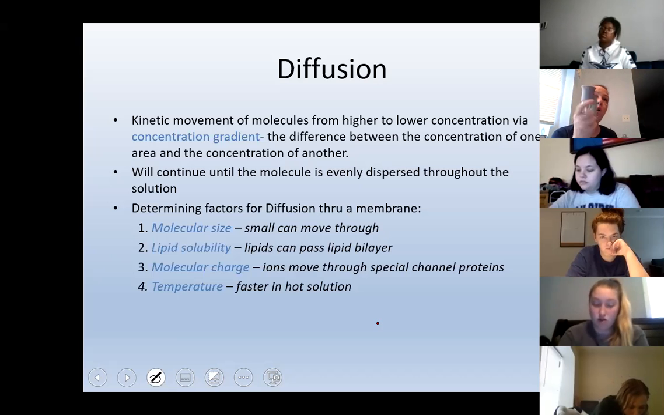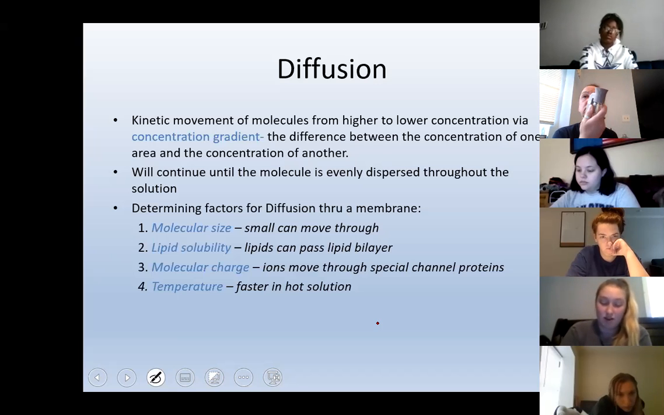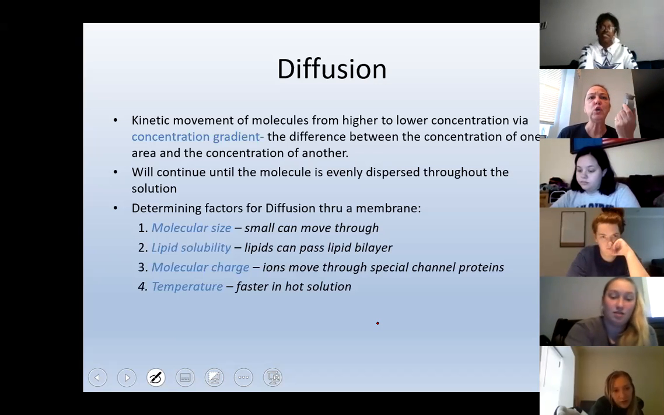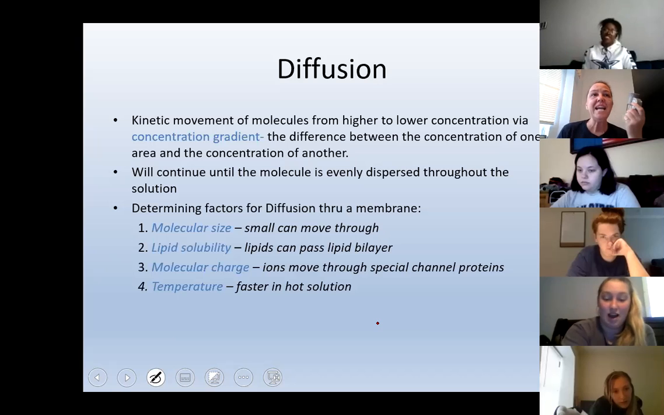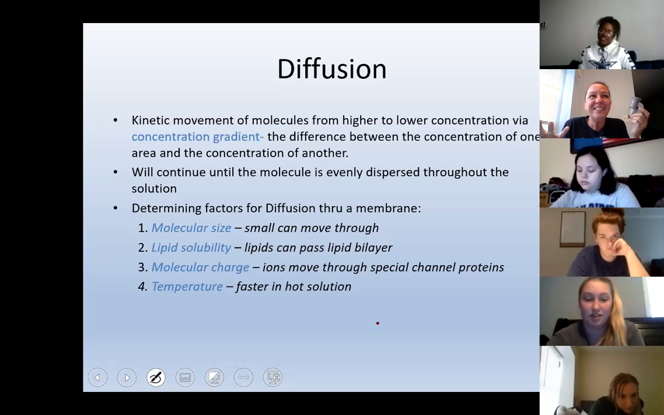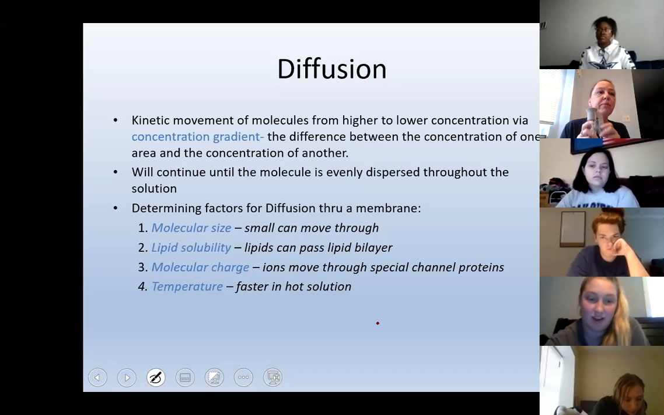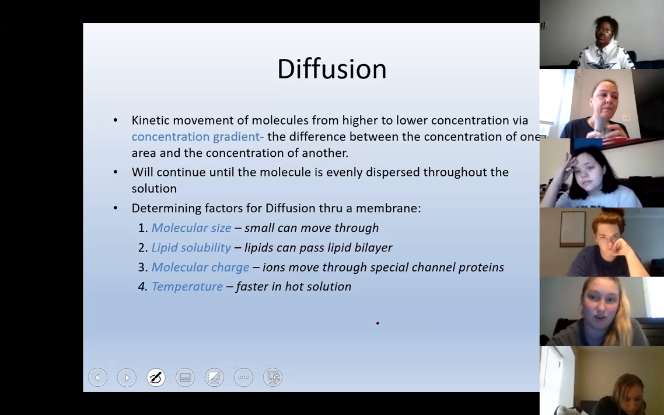But the further away you get from this device, the less concentrated the smell is. Does anyone happen to know what one of these is called? This is a diffuser. It's called a diffuser. And that's using diffusion to fill up your room with smell.